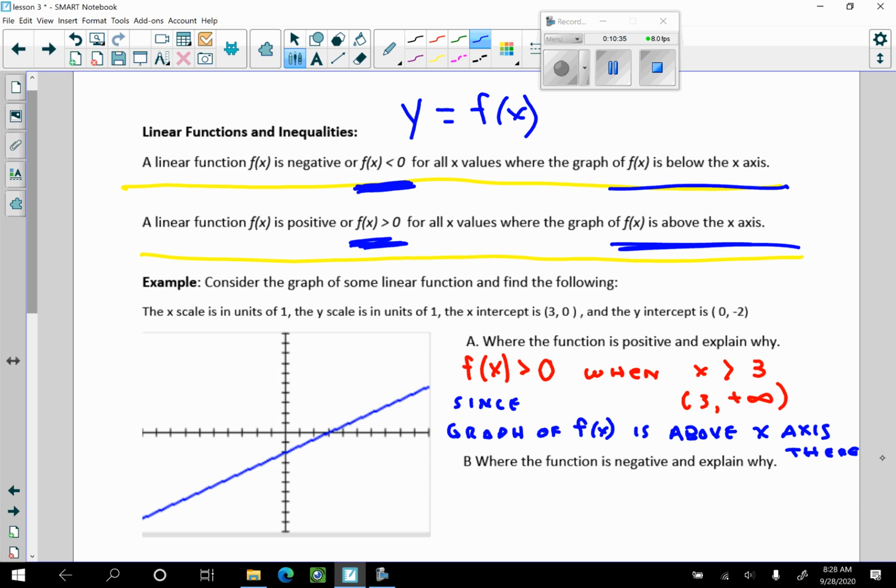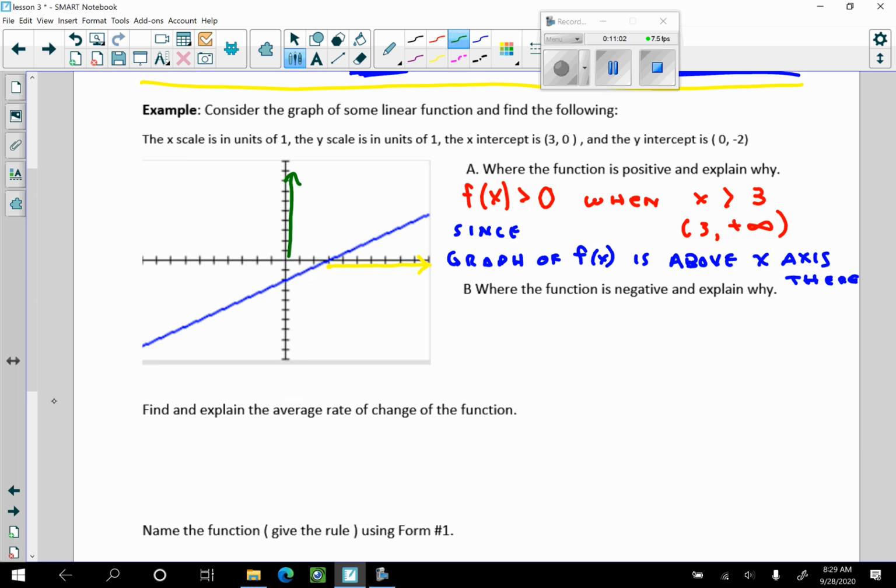So f of x is above the x-axis when x is greater than 3. And the graphical representation, here's your x, 3. For all of these x's greater than 3, the function values are what? Greater than 0. That's what that means. Okay?